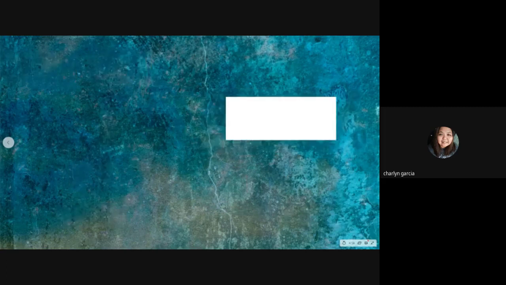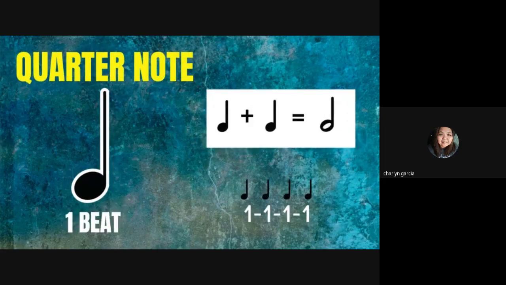Another kind of note is the quarter note. A quarter note receives 1 beat. So, a quarter note sounds like this: 1, 1, 1, 1. That is already 4 beats or 4 quarter notes. Kapag isang quarter note lang, it sounds like this. That is a quarter note.